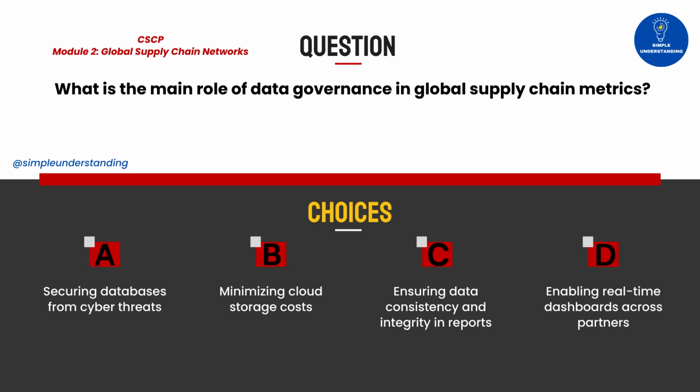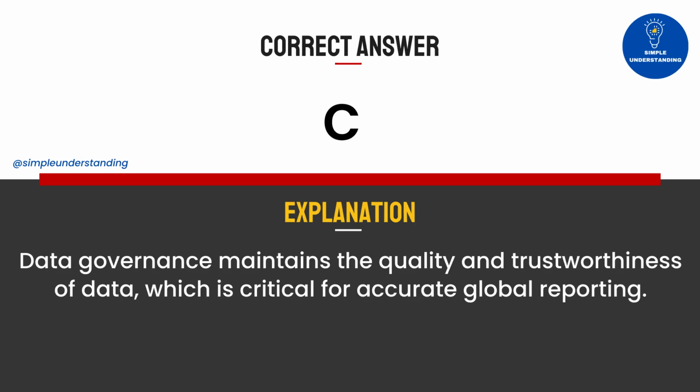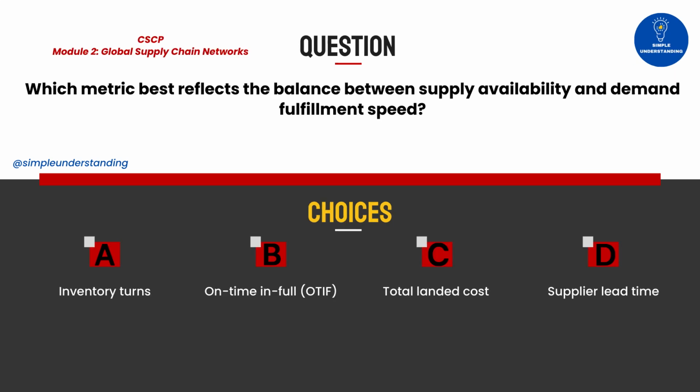14. What is the main role of data governance in global supply chain metrics? A. Securing databases from cyber threats. B. Minimizing cloud storage costs. C. Ensuring data consistency and integrity in reports. D. Enabling real-time dashboards across partners. Correct answer, C. Explanation. Data governance ensures that the data used for decision-making and performance tracking is accurate, standardized, and reliable.